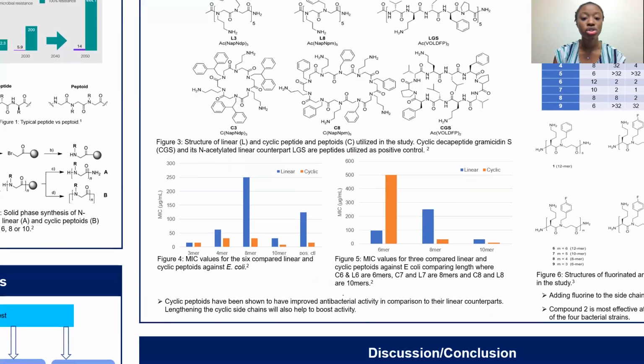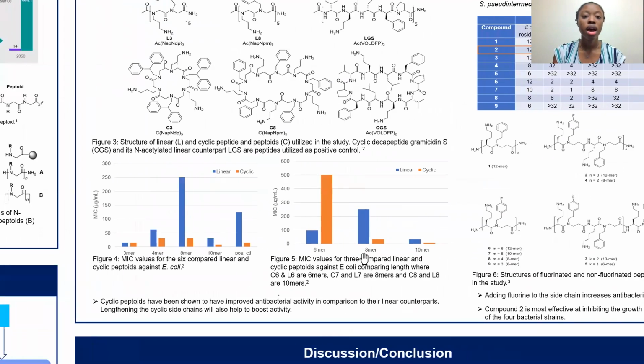Those were the values used to determine how well these linear and cyclic peptides performed. Figure 4 shows that the cyclic peptides performed very well against E. coli in comparison to their linear precursors. The cyclic peptides are in orange and their linear precursors are in blue.